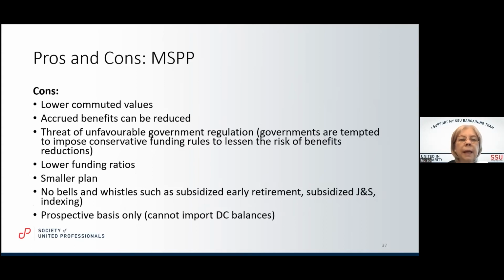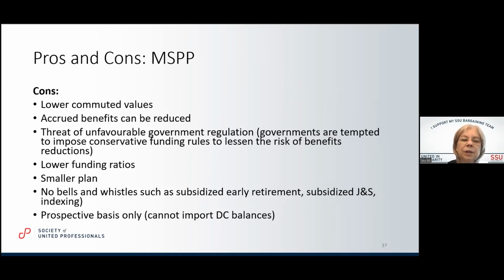Disadvantages to the multi-sector plan compared to the DB Plus. And this is a problem: lower commuted values for companies where there's a high degree of turnover and people want to leave the plan at some point and take their value out of it. The accrued benefits can be reduced.